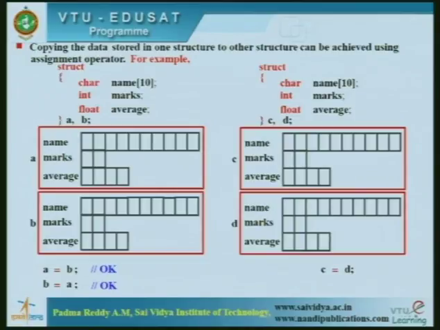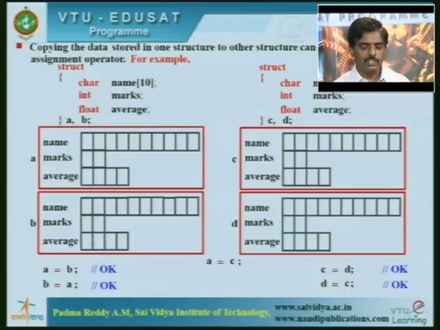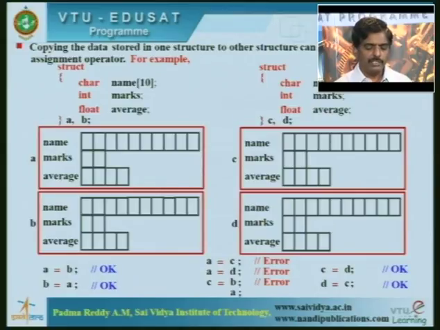Now, how to copy? I can write C equal to D, absolutely no problem. I can write D equal to C, this is also okay. But remember, you cannot write A equal to C, because A is a different structure and C is a different structure, so it is an error. I cannot write A equal to D, it is also an error. I cannot write C equal to B, it is also an error. And similarly, I cannot write D equal to A. If you observe, the two structures are used and the members are the same, the types are the same, but still you cannot copy.